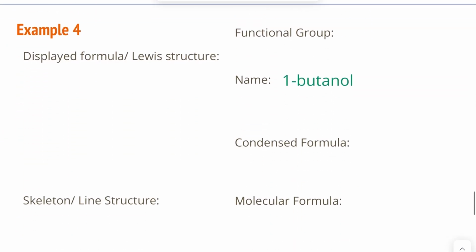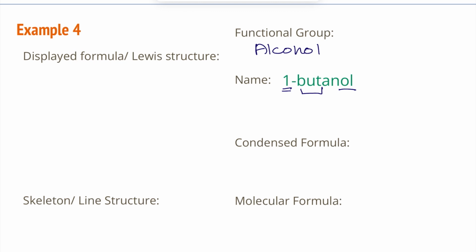Example 4. This one we're given is 1-butanol, OL ending. That tells me that this is an alcohol functional group. And alcohols can be on any carbon. This one is telling us where it is. And so this is going to be on the first carbon, but being a chain of 4.